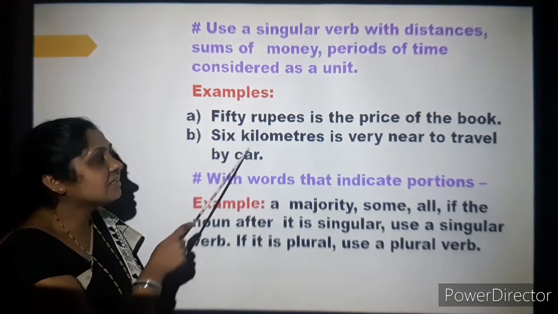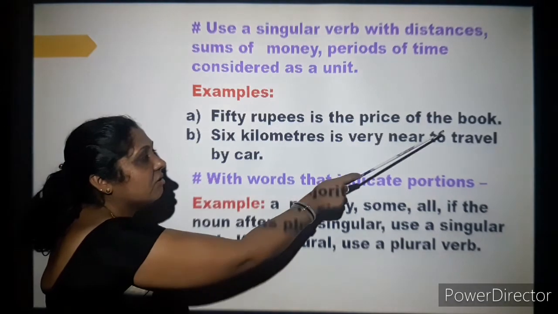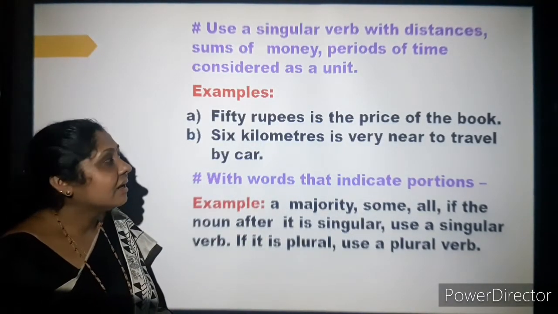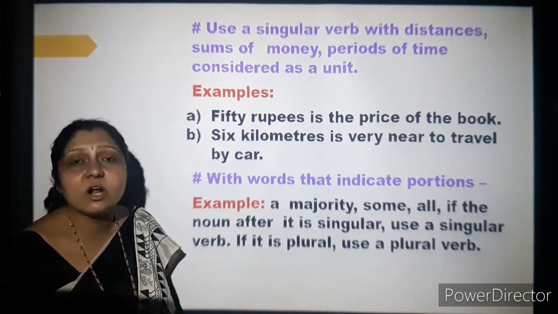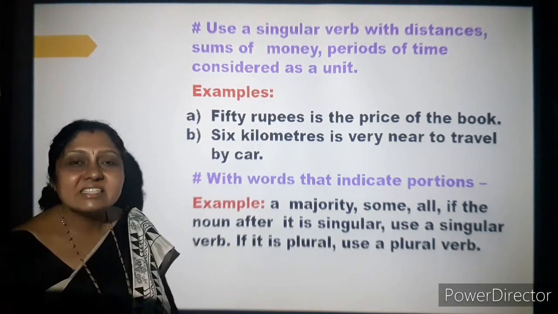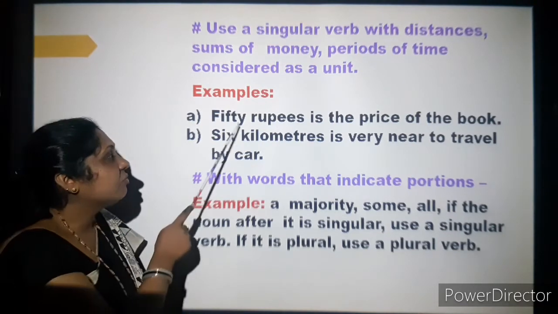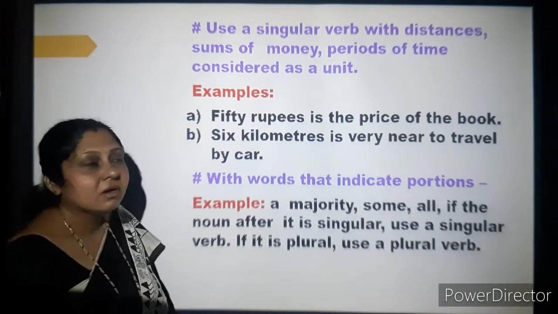Now, there are some examples. 50 rupees is the price of the book. 50 rupees. So, you tell that the price of the book is 50 rupees. You cannot tell it as "are" because you are telling 50 rupees. So, it is a unit. 50 rupees, 10 rupees. So, it is a unit. So, 50 rupees is the price of the book.